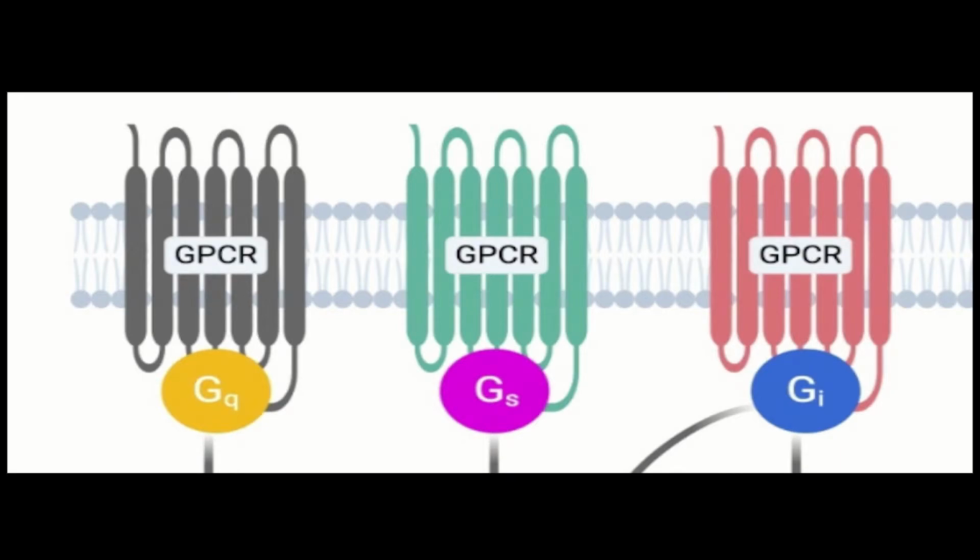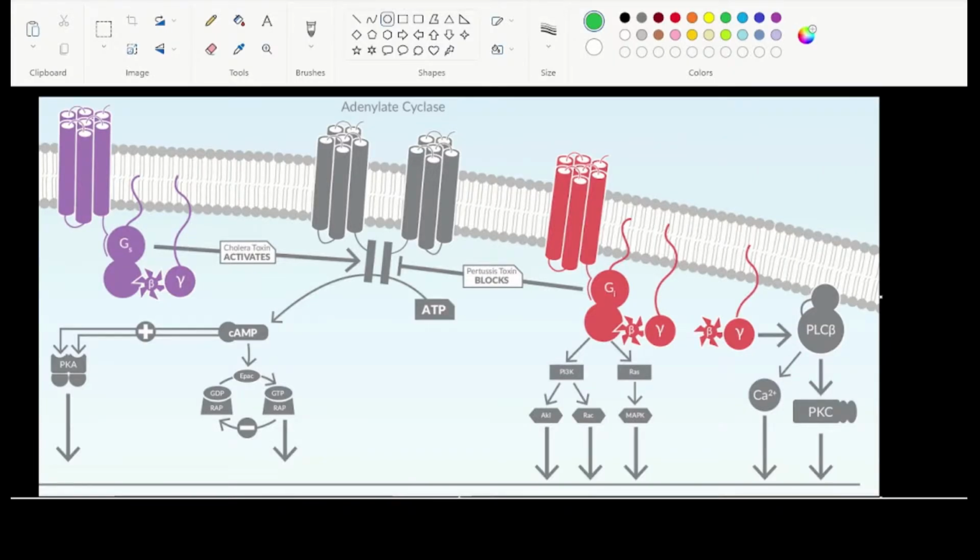The alpha subunit of a G protein can be broken down into 3 subtypes, the GS, the GI, and the GQ. And these subtypes use different pathways in order to transmit a signal inside the cell. Here we have a close-up of the GS and GI subtype pathways. This image was pulled from the poster that I showed you earlier.